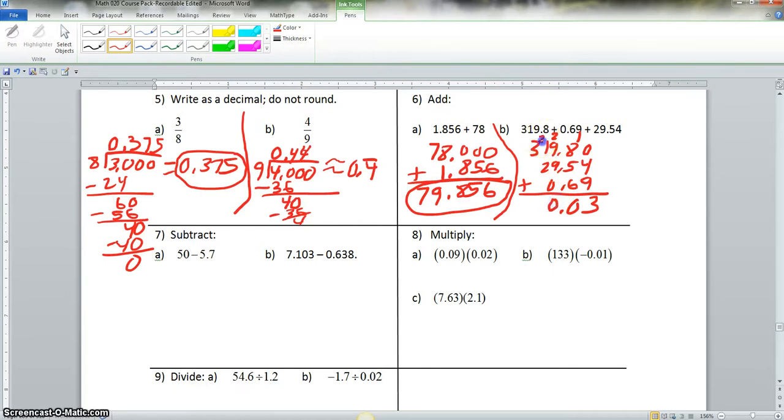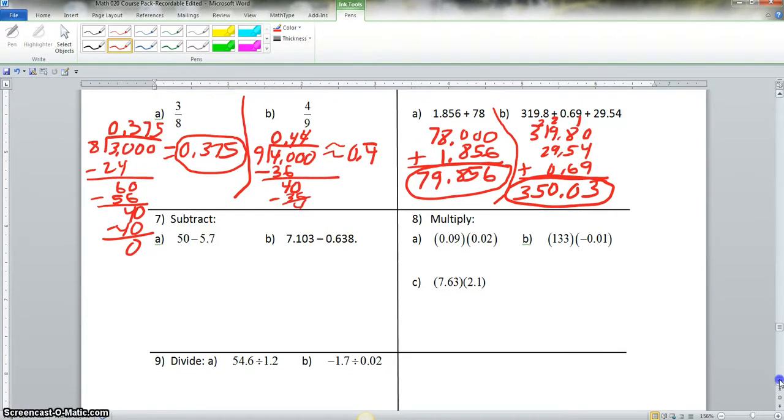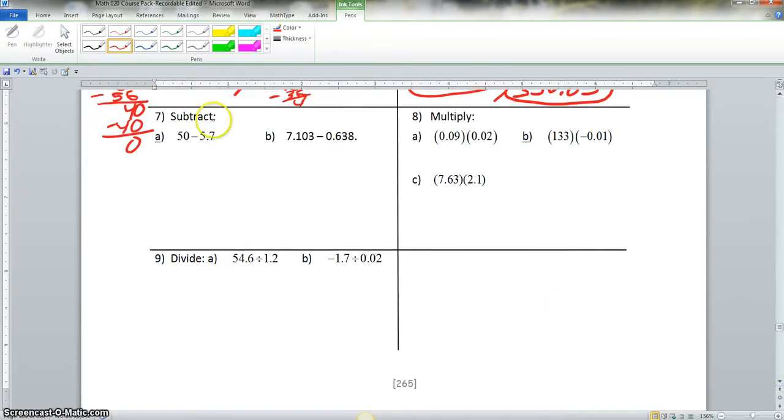Bring down your 0, carry your 2. 2 and 1 is 3, plus 2 is 5. And then bring down our 3. So it'll be 350.03. Now we scroll down here to 7A. We have 50 minus 5.7.